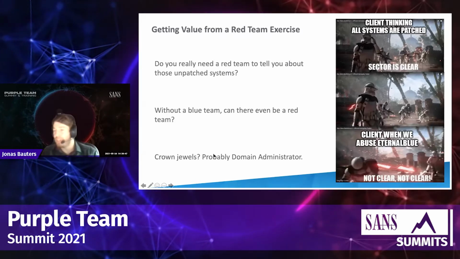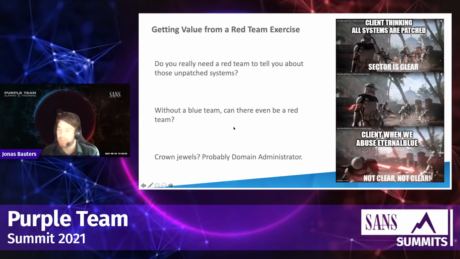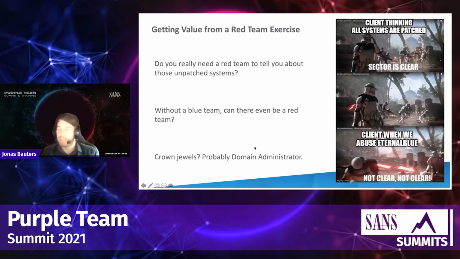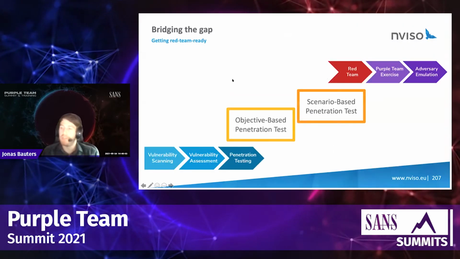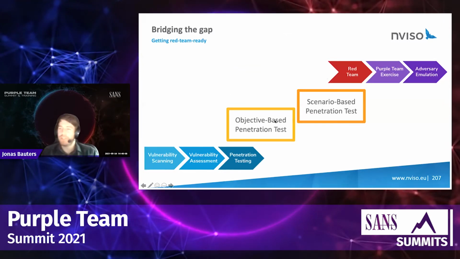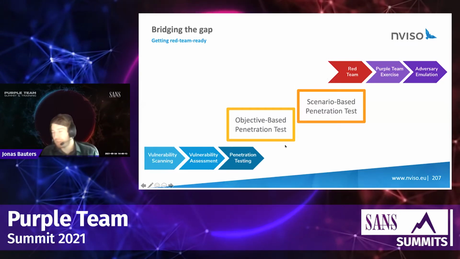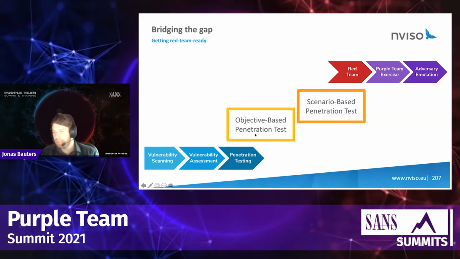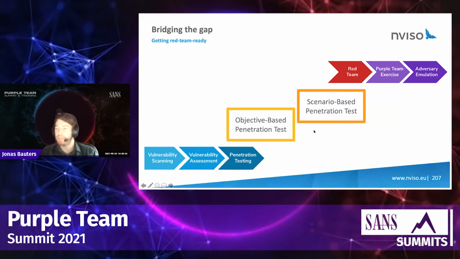So often one of the objectives that's set is domain administrator. And while as a red teamer it is nice to get domain admin, domain admin is not the final objective. That's not one of the business objectives that you want to go after. So in the maturity model, I've added two different types of testing to bridge the gap between the left side and the right side, which, in my opinion, could help to prepare you for red team exercises. And that's objective-based penetration testing, followed by scenario-based penetration testing.